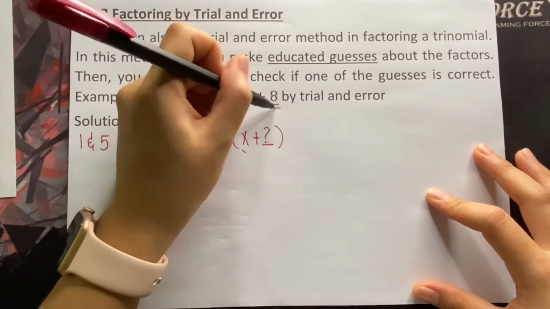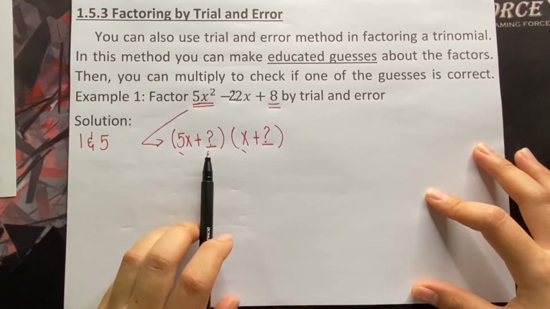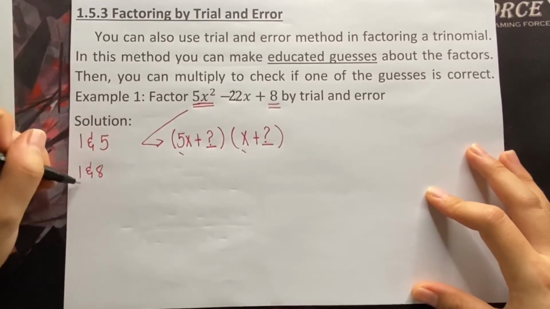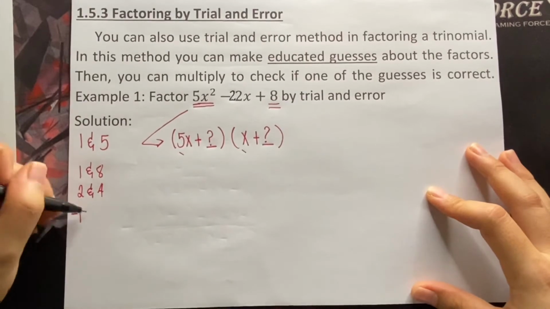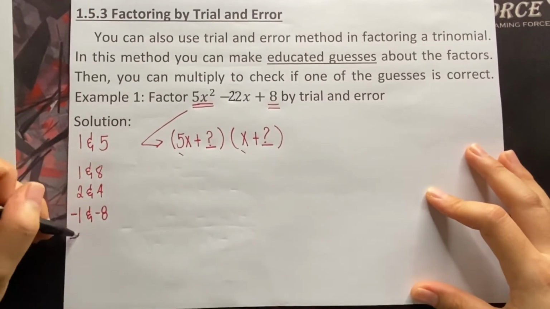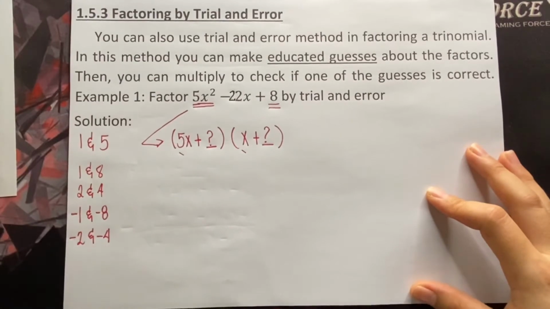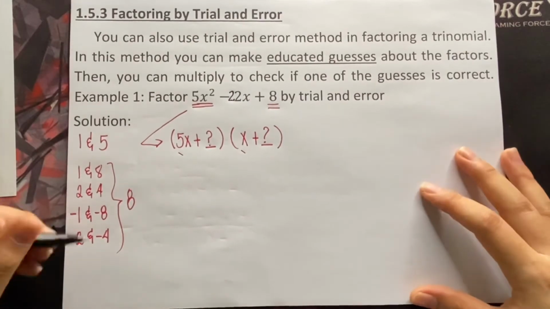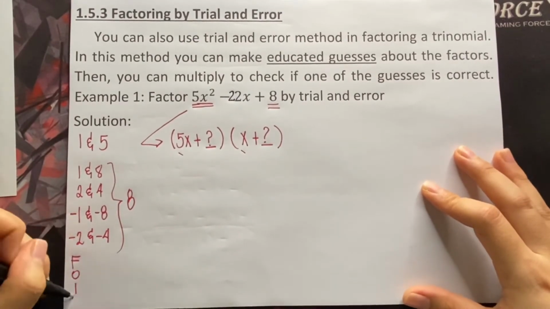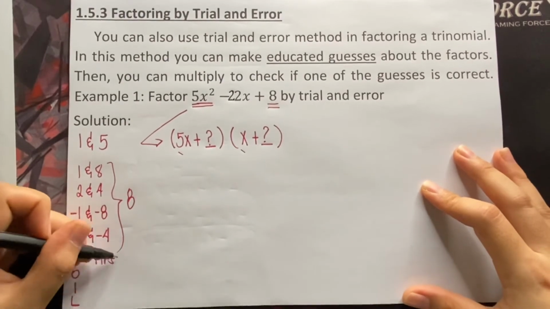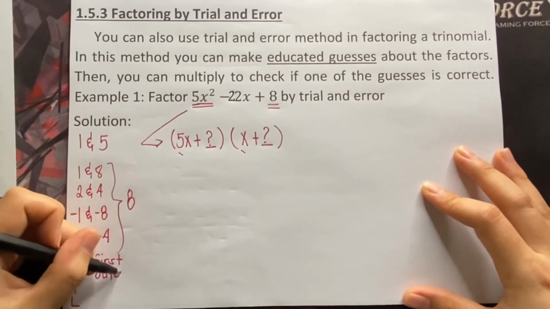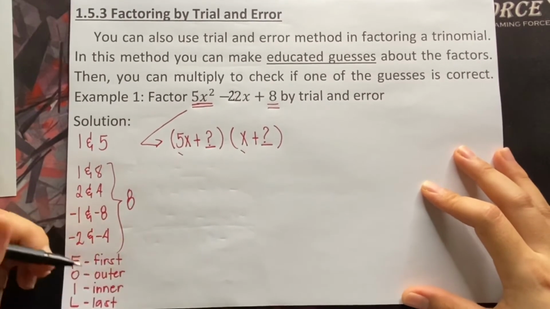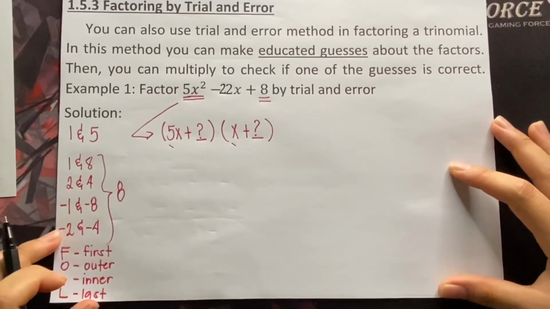Sa last term naman, 8. Ibig sabihin, pwedeng ang factors ay 1 and 8, 2 and 4. Pwede rin negative 1 and negative 8, negative 2 and negative 4. Lahat ng yan, kapag minultiply mo, positive 8 ang kalalabasan. So, remember the FOIL method. F means first terms. O means outer terms. I means inner terms. L means last terms. So, yan, gagamitin natin yan for this topic.